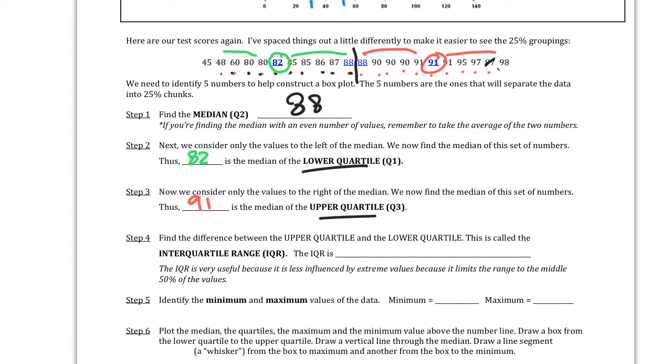We've got 45 and 98 are the minimum and the maximum. That was step 5 there. I kind of skipped a step here. So minimum is 45, maximum is 98. Let's go back to step 4 for a second.